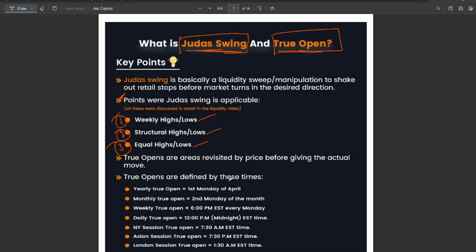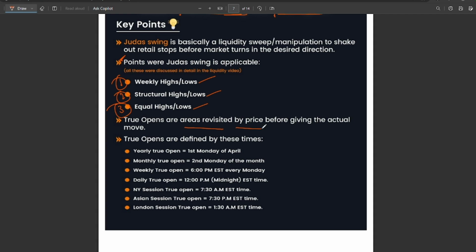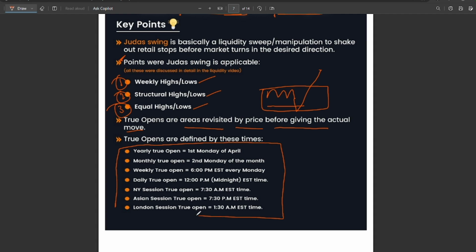Now let's see what true opens are. True opens are areas revisited by price before giving an actual move. So suppose price is moving like this, it is consolidating, and the true open is somewhere here. Price will come down and test this true open before giving the up move. So true opens are usually revisited before the actual moves happen. One thing to remember about true opens is that they have a static value, they can't change too much. So the yearly true open is marked at the first Monday of April. The monthly true open is marked at the second Monday of the month.